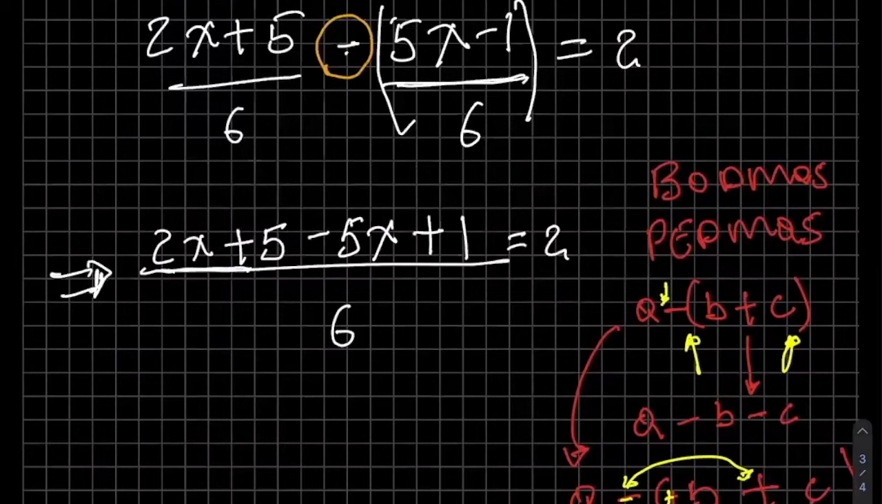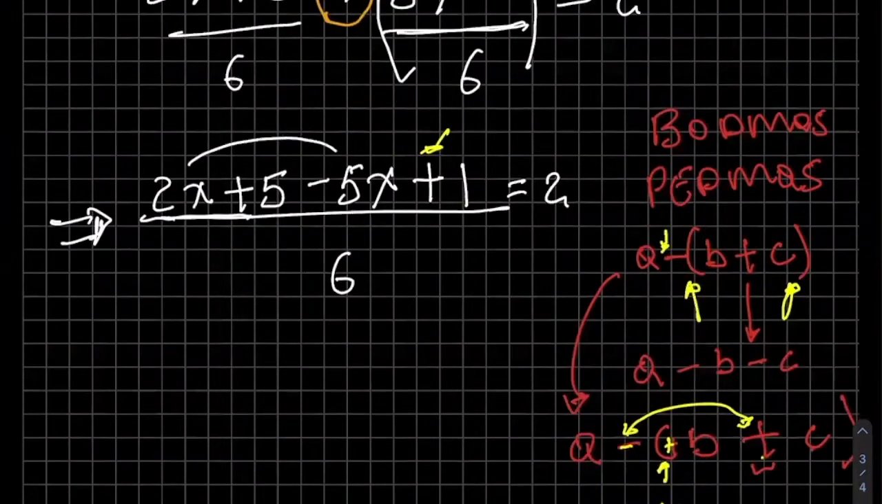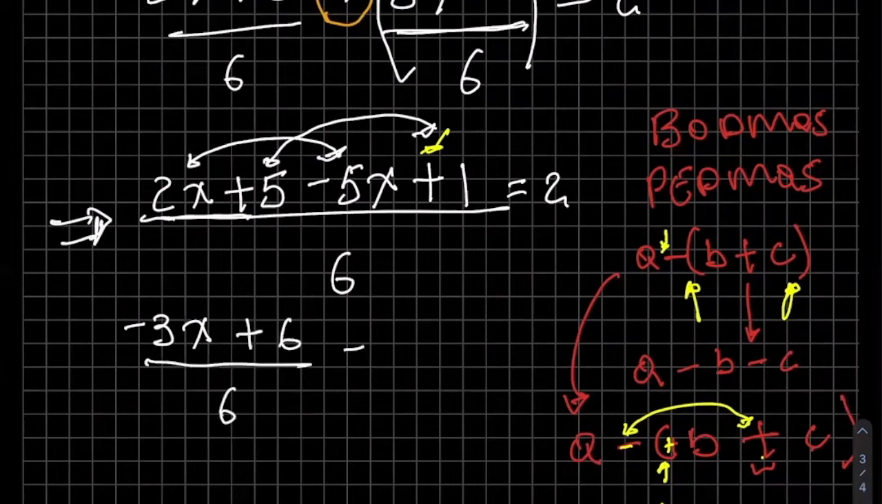So now you can see that this is where most people get it wrong. It's actually very tricky because we just simply assume that this one is a negative. We combine the 2x with the 5x and the 5 with 1. So we have 2x and negative 5x. We get negative 3x because 5x is greater than 2x. And then we have 5 plus 1, which is 6. And then we divided it by 6 is equal to 2.